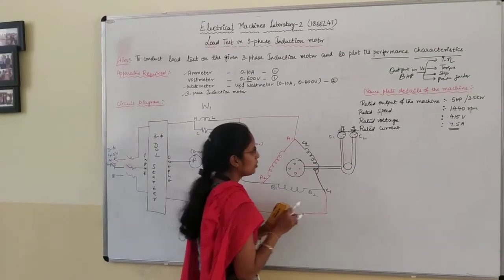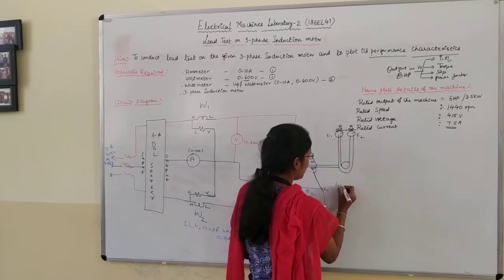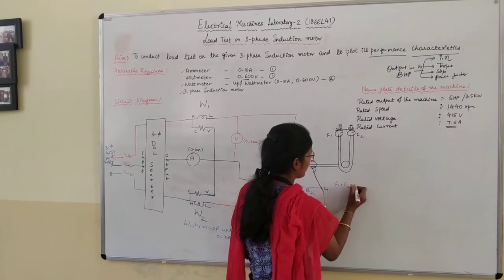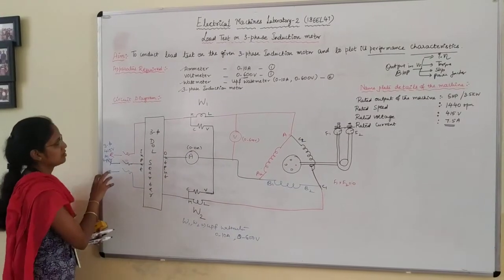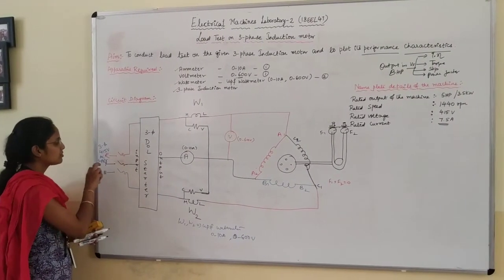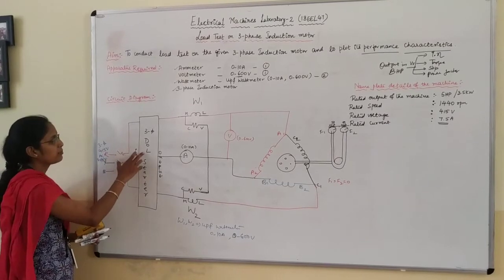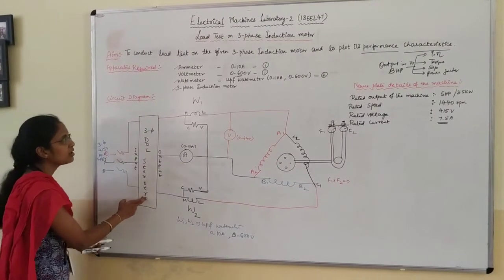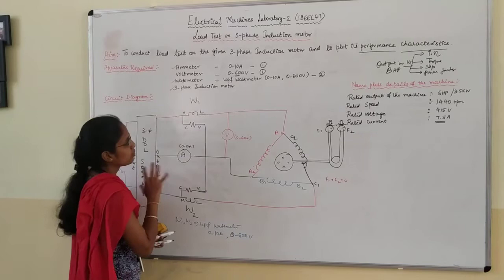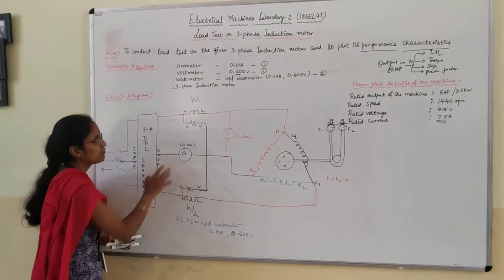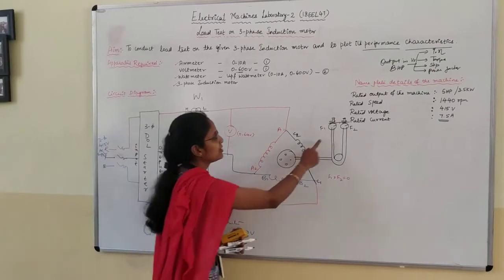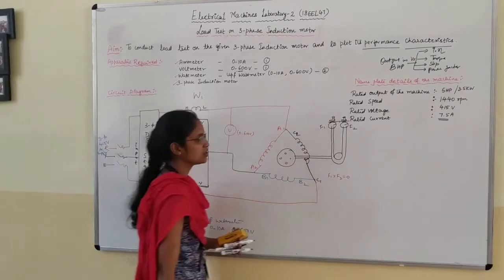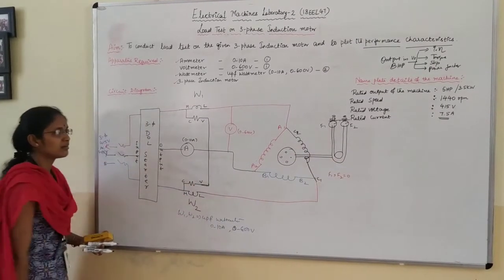Now coming to the procedure, initially we have to ensure this belt has been loosened, so that means we are not applying any load. So F1 and F2 values will be 0. Here we switch on the supply by making use of this DOL starter, and we note down the readings of wattmeters W1, W2, ammeter, voltmeter, as well as F1 and F2, which are equal to 0. So that will be the no load readings.